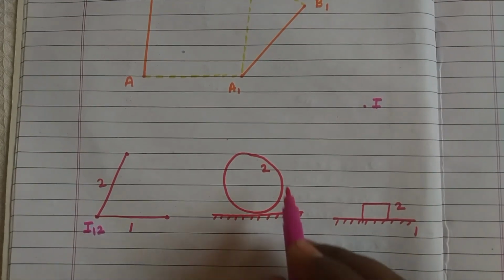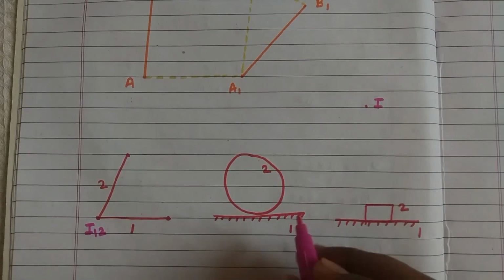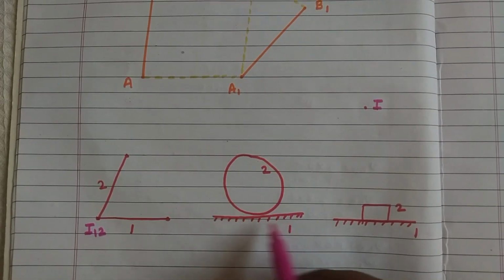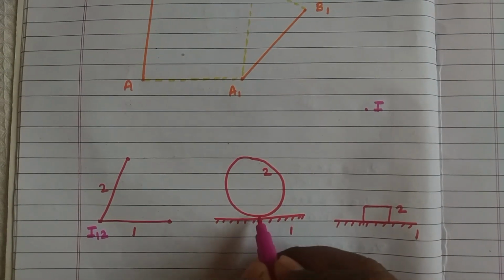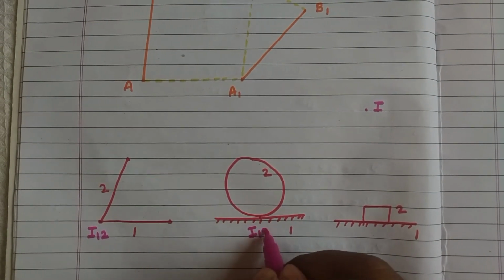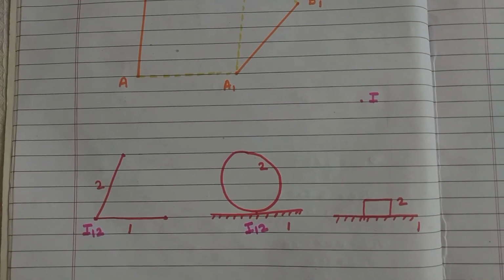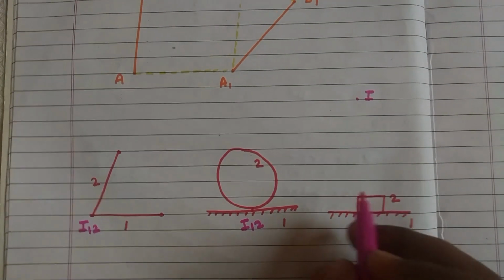See the second case, it is a rolling pair where roller 2 is rolling on fixed link 1. So in this case, the instantaneous center is at its point of contact. So I12.